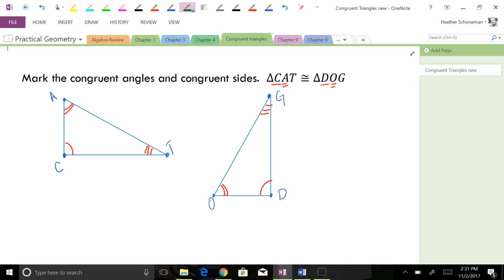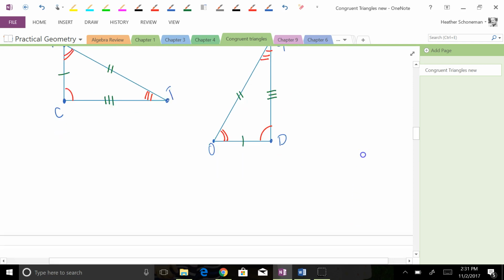Alright, now we need to mark the congruent sides. Well, it's the same idea. CA is the first 2 letters listed, so CA has to match with DO. AT are the second 2 letters, so AT has to match with OG. And then lastly, C and T are the first and last, so CT has to match with DG. And that's how we mark the congruent angles and sides on a picture.